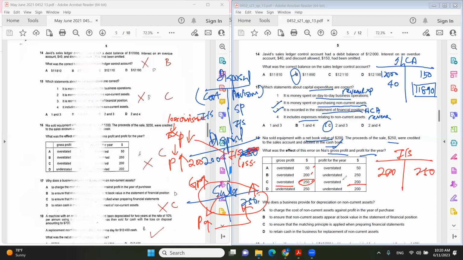So that means this refers to this one. The answer should be C, because the gross profit is only one, which is 250. Okay, let me check. Your answer is correct. C.